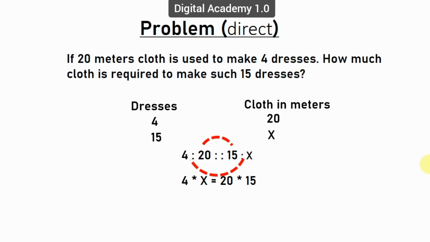We get 5. Step 2. Find the cloth required for 15 dresses. Now multiply 15 by 5. We get 75. Final answer: 75 meters of cloth is required to make 15 dresses.